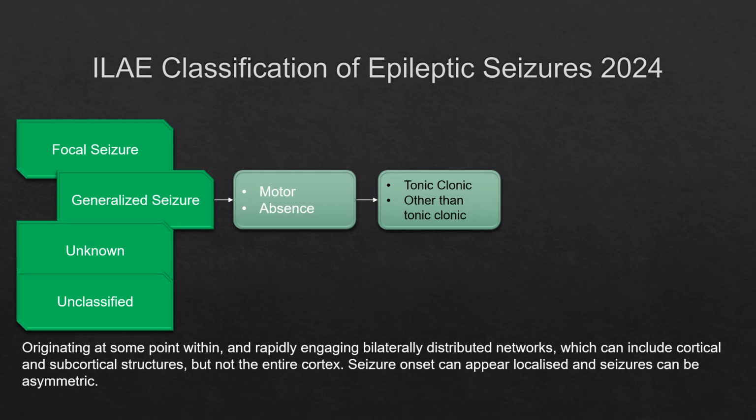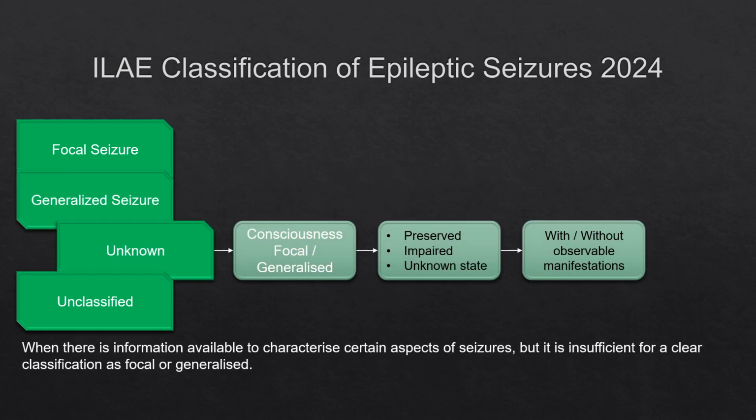What is the second type? Generalized. Generalized seizure can be motor type or absence type, and the motor type can be tonic clonic or other than tonic clonic. Other than tonic clonic can be several types like clonic, myoclonic, atonic, astatic. A lot of classifications are there, but that is beyond the scope of today's discussion. So just remember that the generalized seizure, the second type, can be motor or absence, and the motor type can be broadly classified into tonic clonic and other than tonic clonic.